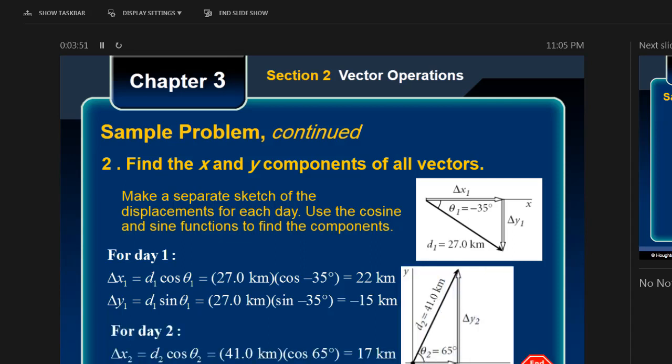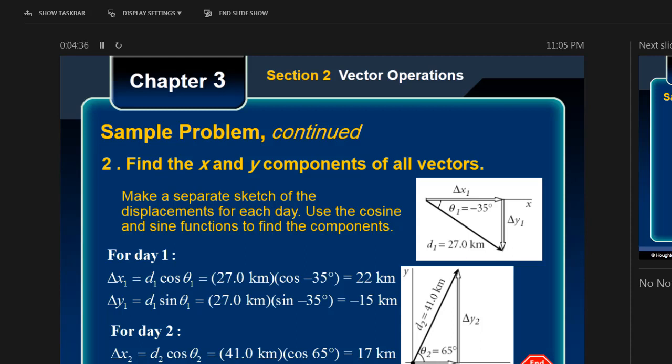We can do the same for day 2. So day 2, the angle is 65 degrees, and d, which is d2, is going to be 41 kilometers. We will apply the same rule. Delta x is close to theta. So delta x2 is equal to d2 multiplied by cosine theta 2, while delta y, which is opposite to theta 2, delta y2 is equal to d2 multiplied by sine theta 2. So now we have delta x2 and delta y2.